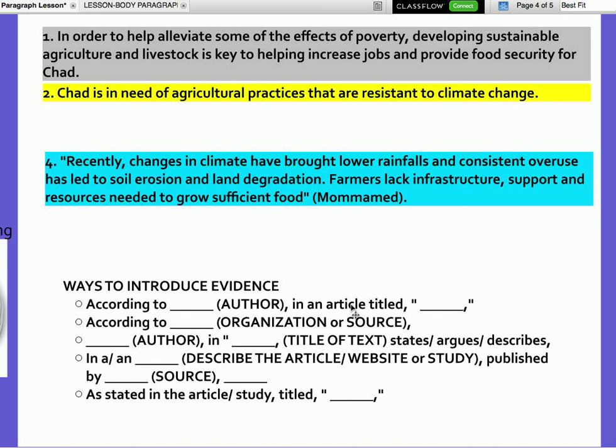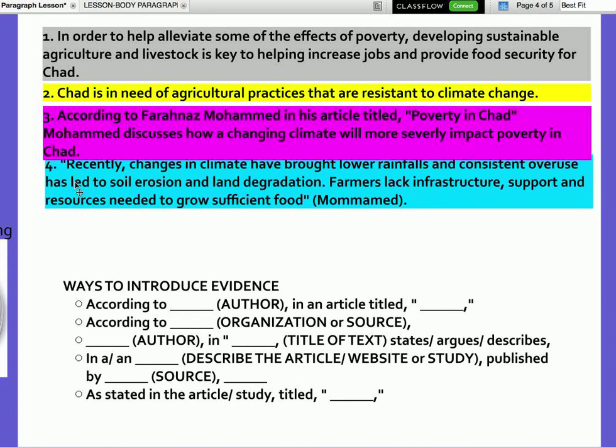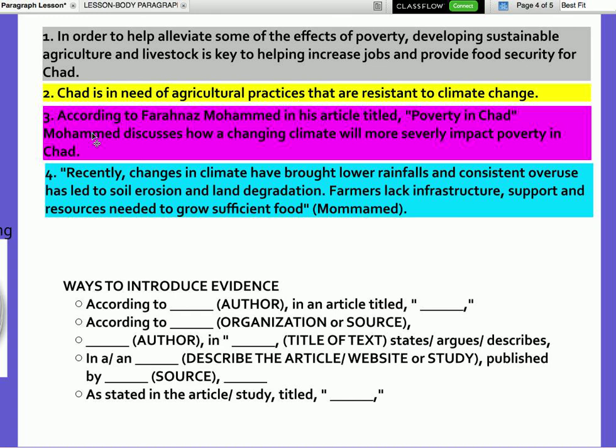So according to the author in an article titled, and then I'm going to explain a little bit about that article so that you can understand a little bit before this piece of evidence. So this is how I introduce it. According to Farhanaz Muhammad, in his article titled Poverty in Chad, Muhammad discusses how a changing climate will more severely impact poverty in Chad. So I thought it was really important to highlight how he discusses that climate change is going to make poverty way worse. I didn't think that it was as important to talk about what those things are, what climate change is doing right now. I thought it was more important to talk about how it's going to cause more poverty.